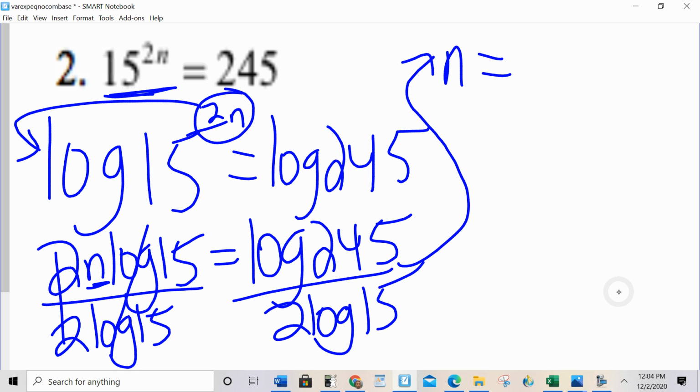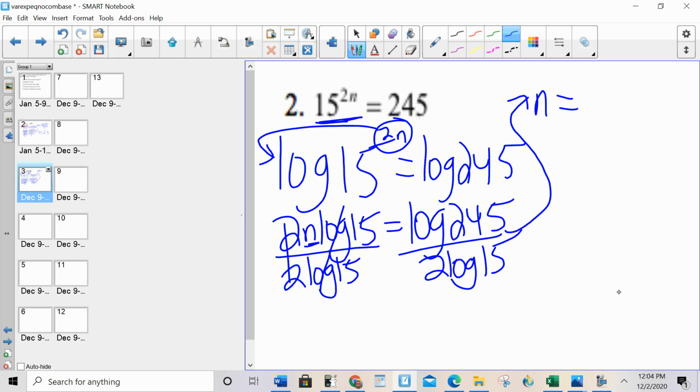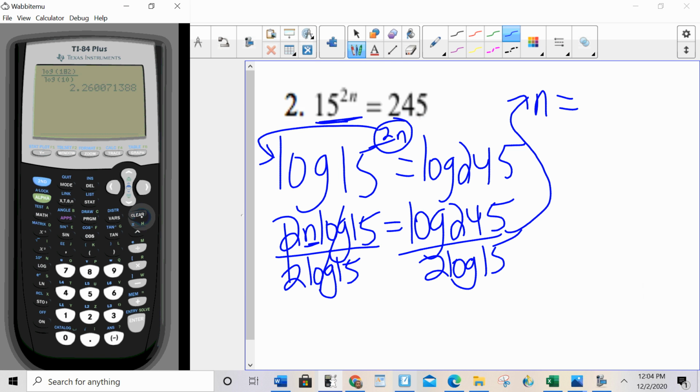And I can just type that into the calculator. Alpha y equals enter, log 245 over 2 log 15. So the nearest tenth would be 1.0.